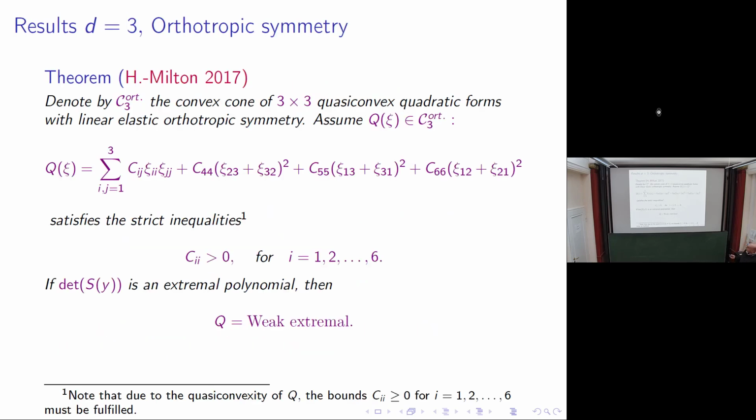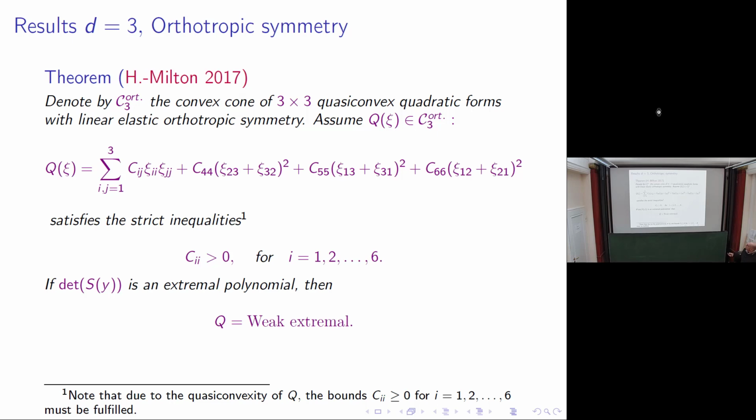Then we were indeed able to prove that in the next symmetry class, so we assumed orthotropic symmetry for the tensor of the quadratic form, or the material, which means the quadratic form has this form, basically some form that depends only on the diagonal elements plus these squares.